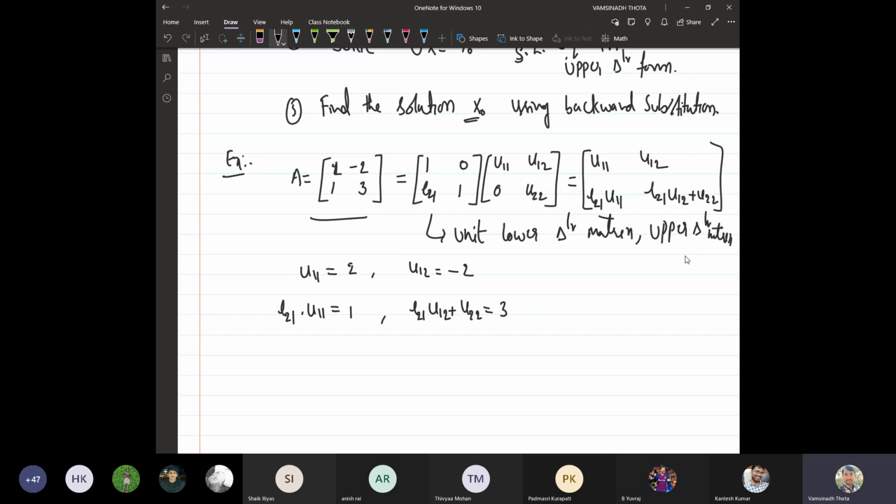U11, U12 already it is done, 2 and -2. Now here you use this one. By using this one, what can we do? L21 is equal to what? 1 by 2. L21 is equal to 1 by 2.